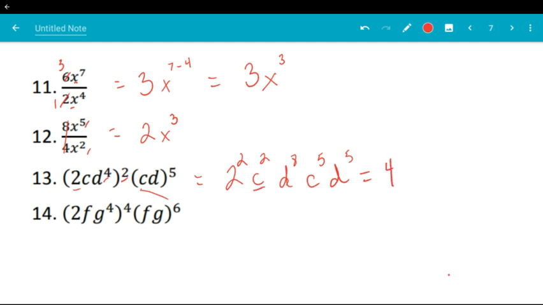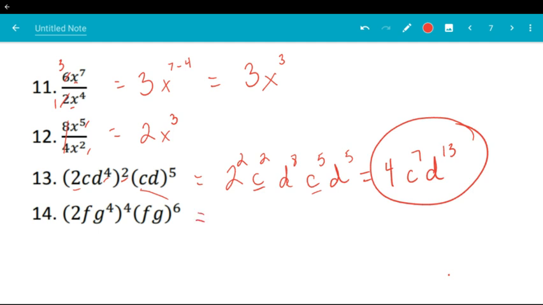We have c squared being multiplied by c to the 5th power. Multiplication means I add the exponents. Same thing with the d's, add the exponents. So hopefully you're getting all these right. If so, you shouldn't have any problems on tomorrow's quiz. If not, you might want to practice a little bit more. Maybe reach out to me and ask for some additional help.